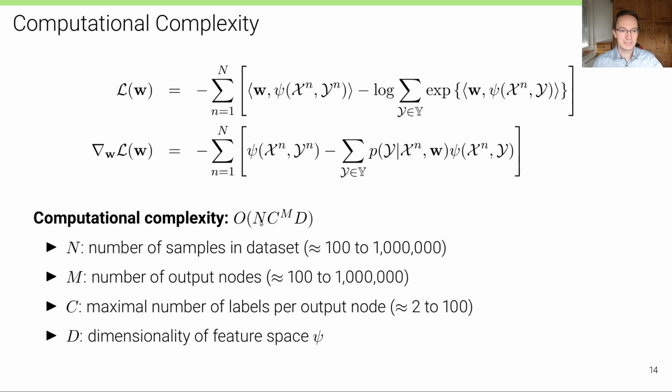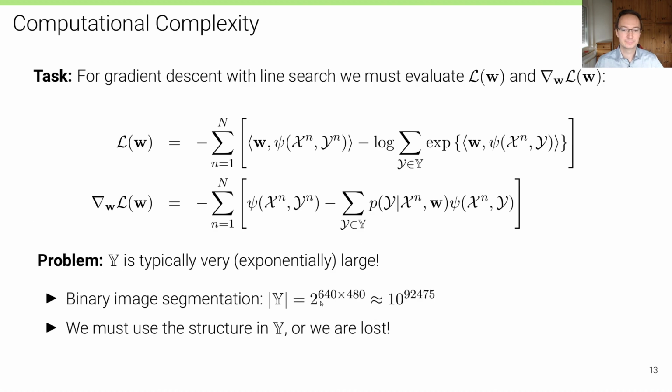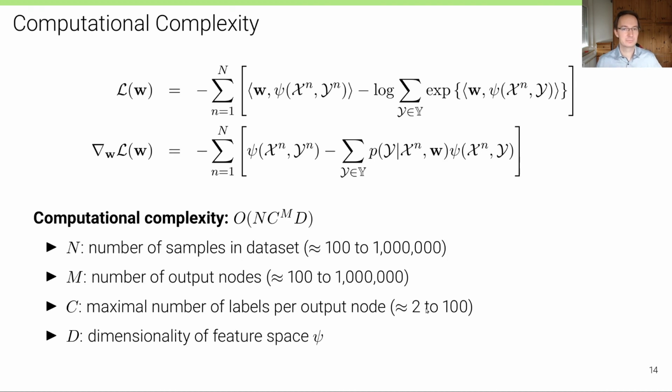So what is the computational complexity? Well, the first term in this computational complexity expression here is n, because we have to, for all n, where n is the number of data samples in the data set. So in order to evaluate the loss or the gradient, we have to, of course, compute the sum over n many terms. So we have n appearing linearly here. Then we have the expression that we have already seen, c to the power of m, where c is the maximal number of labels per output node. In the case of binary segmentation, as in the previous slide, this would be 2, but it could be much more. For instance, for semantic segmentation, if we have 100 different semantic classes, this would be 100.